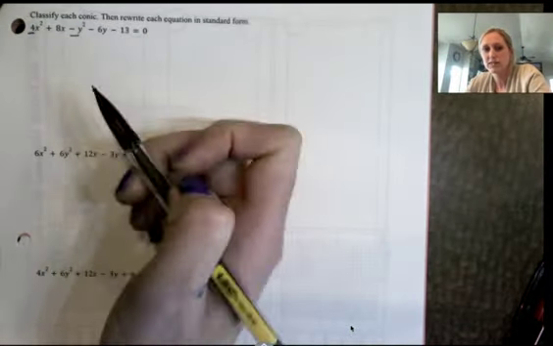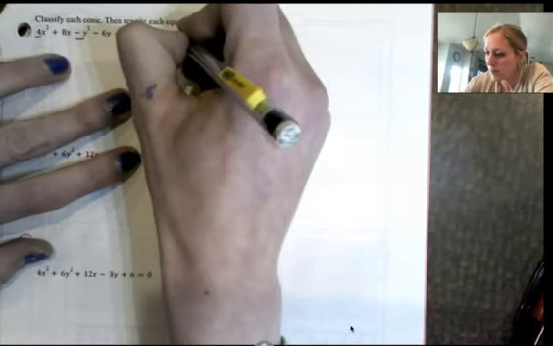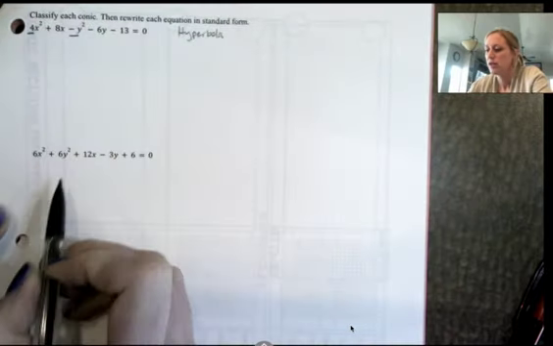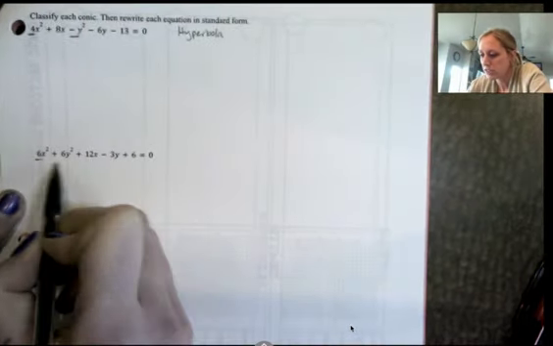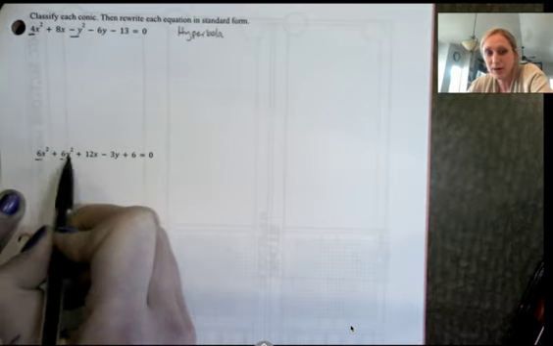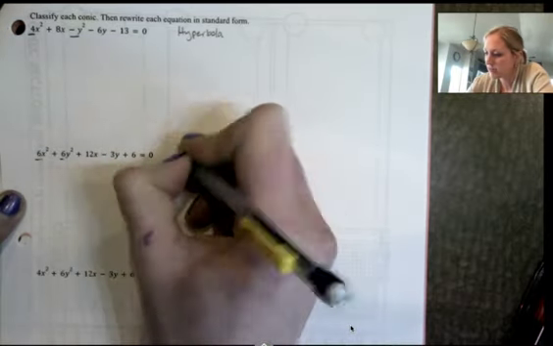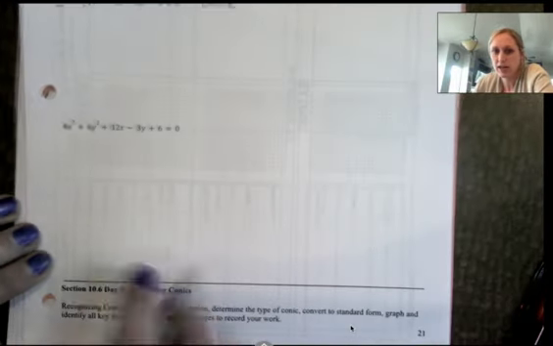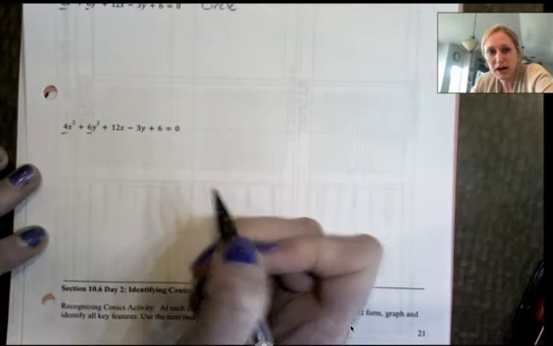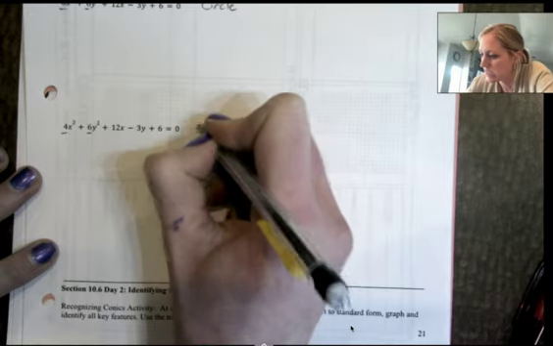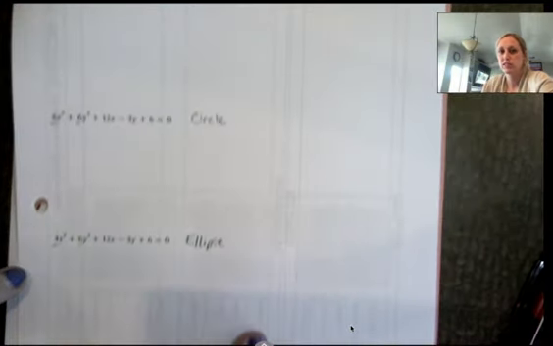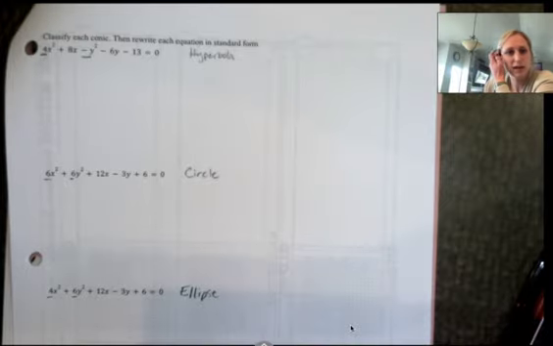Okay, look at the x squared versus the y squared. I have one of them as negative. This is a hyperbola. Okay, x squared versus y squared, they're the same and both positive. This is a circle. Okay, x squared versus y squared, they're both positive, but they're different. This is an ellipse. Okay, so now they want us to put these in standard form. We're going to do that by completing the square.